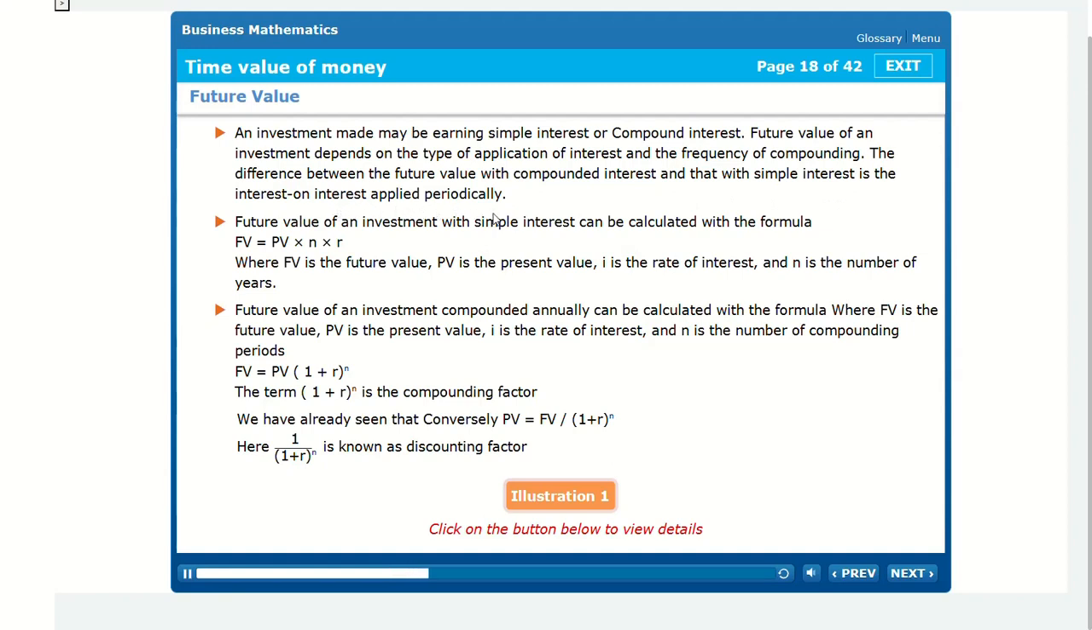Future value of an investment with simple interest can be calculated with the formula FV equals PV into N into I, where FV is the future value, PV is the present value, I is the rate of interest, and N is the number of years. Future value of an investment compounded annually can be calculated with the formula, where FV is the future value, PV is the present value, I is the rate of interest, and N is the number of compounding periods.